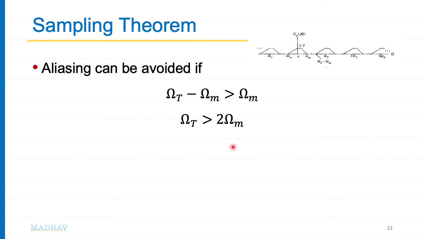So if the maximum frequency present in your signal is 1000 hertz, then you make sure that your sampling rate is more than 1000 hertz, for example. And this rate is called the Nyquist rate. It's an important number. Your sampling frequency should always be greater than the Nyquist rate if you want to ensure that your signal is not distorted because of sampling. You're not losing any information because of sampling.